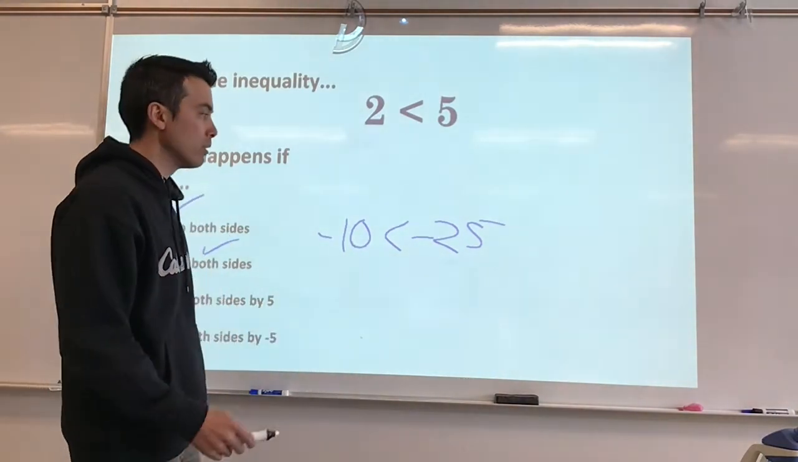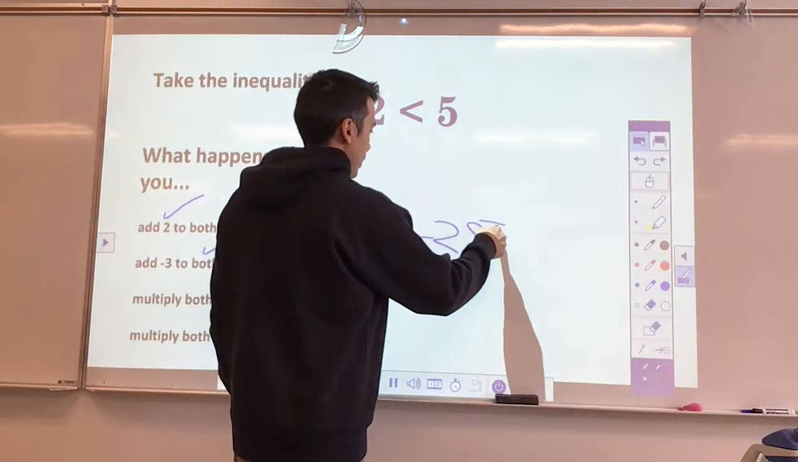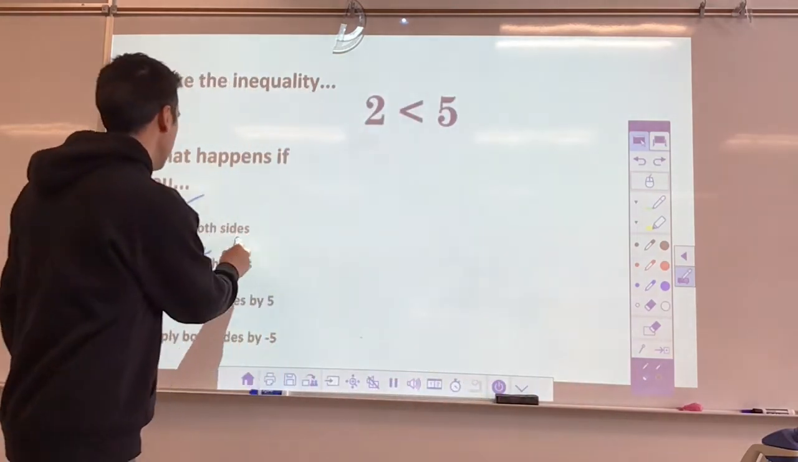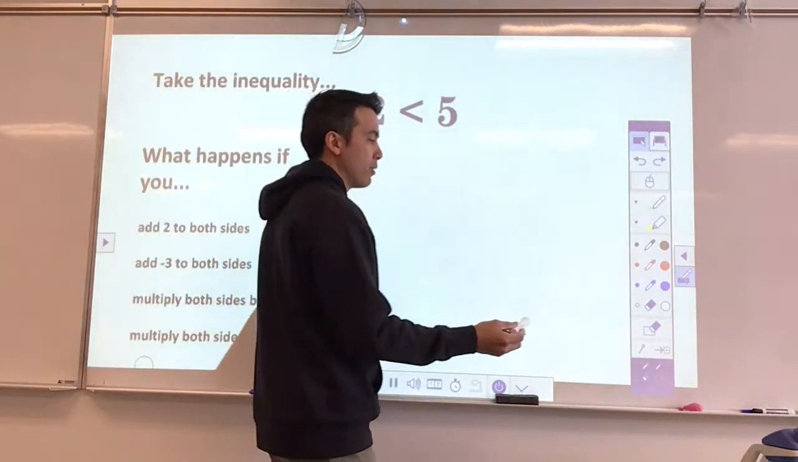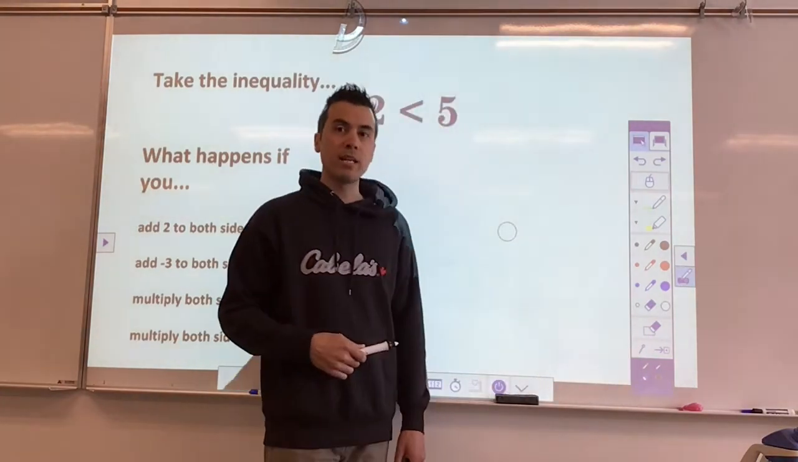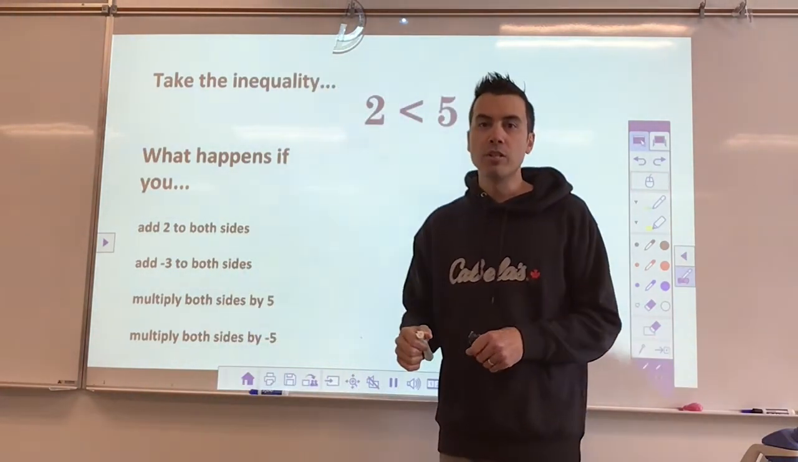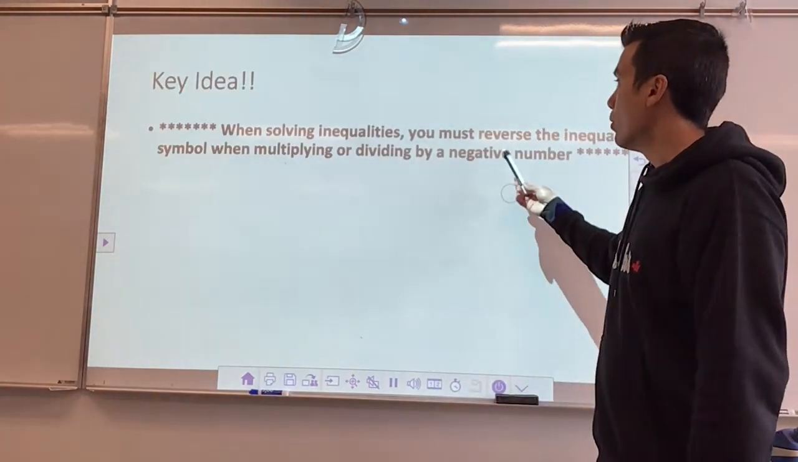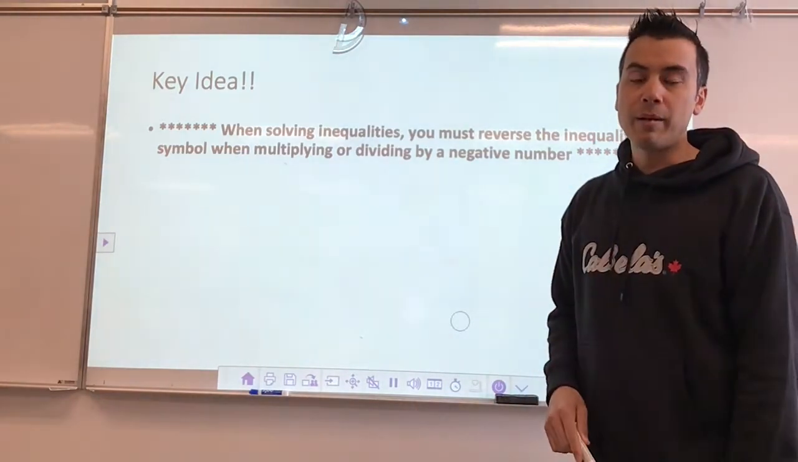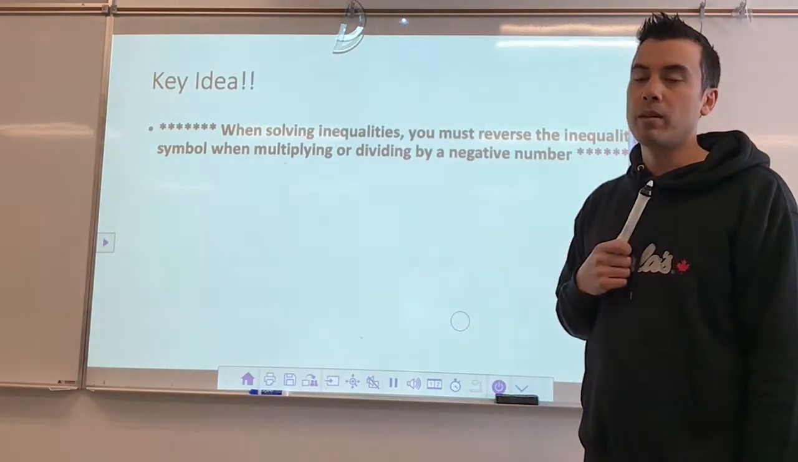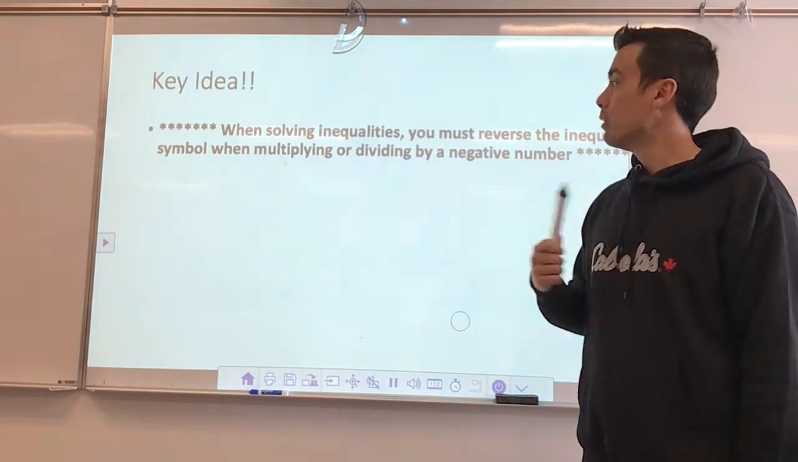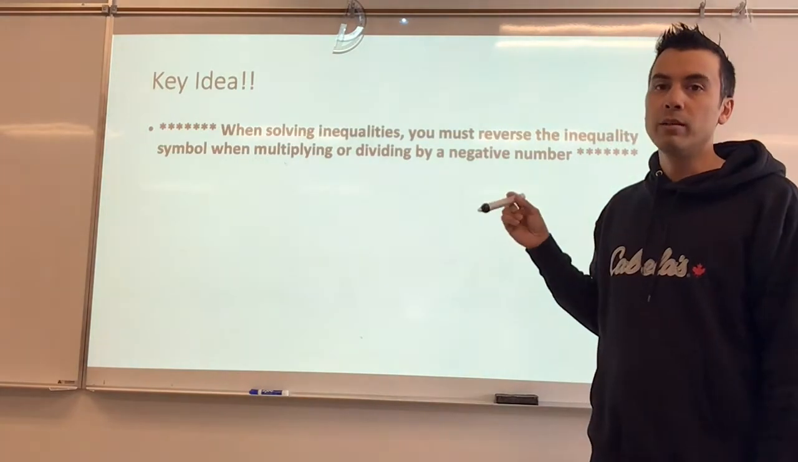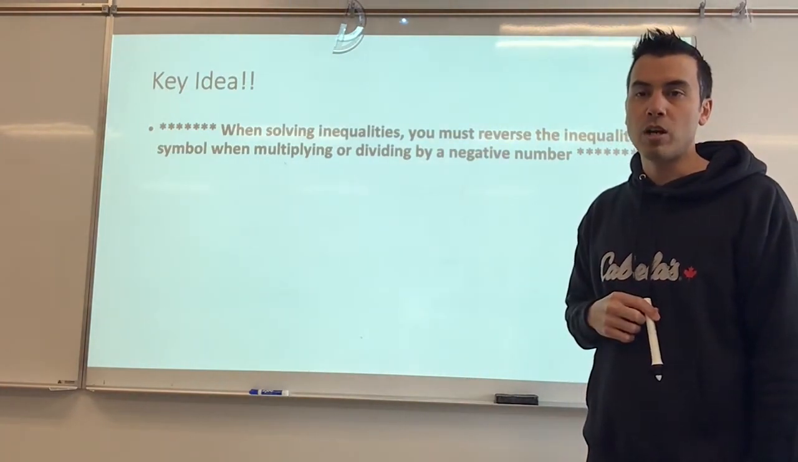So what went wrong here? Well, one of the key ideas that you need to take away from 9.2 is that there's one exception when solving these inequalities: whenever we're multiplying or dividing by a negative number, we must flip the inequality sign, or else it will not be true anymore. Hopefully that makes sense based on the example we just talked about.